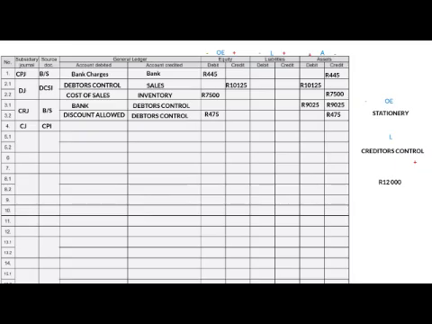The account debited was stationery. The account credited was creditors control. Owner's equity decreases by 12,000 Rand. And our liability increases by 12,000 Rand.